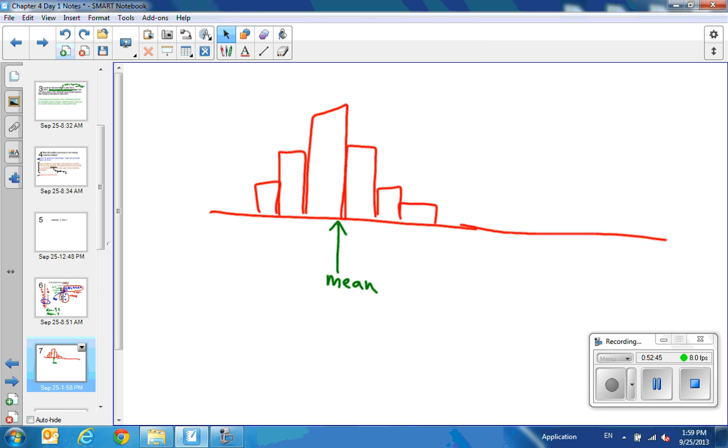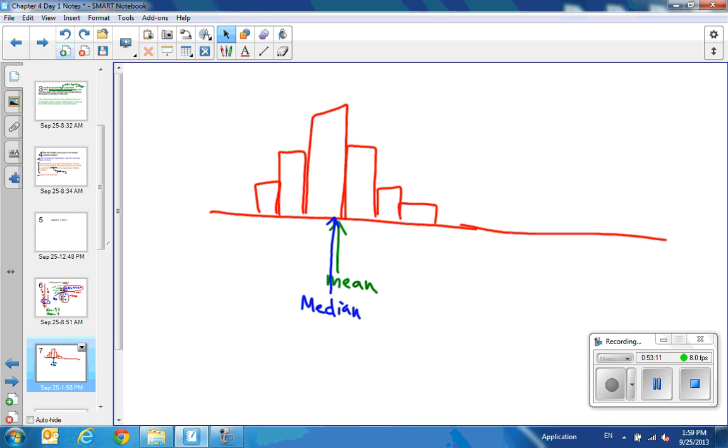Where do you think the median would be? Where's the middle number? To the left of the mean, right here? Yeah. Would they be close together? Yes. Now, the median is the middle number. The mean is the average.